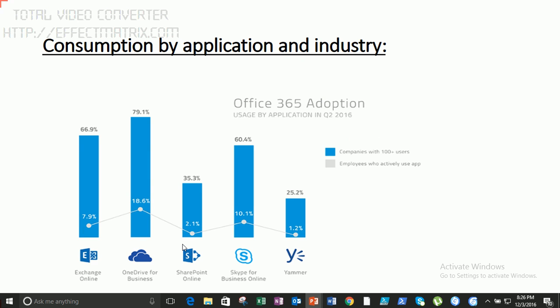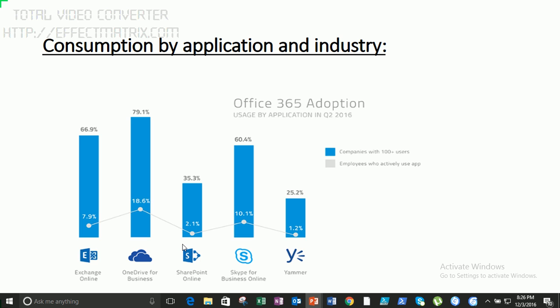Consumption by application and industry. So what are the top used features in Office 365? Office 365 has Exchange, OneDrive, SharePoint, Skype for Business, Yammer. I could just keep going on and on. It has so many features, right? The most used feature within Office 365 is OneDrive for Business.